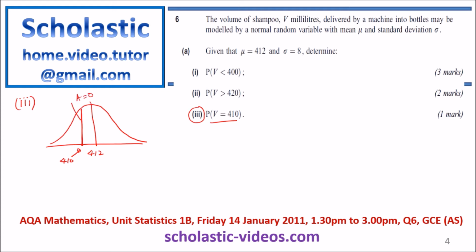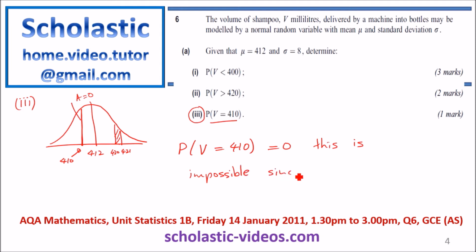So we normally conclude that for this kind of condition, the probability of volume equal to 410 is impossible, equal to 0, because there is no area. Whatever number you give, if it is just one value, you can't find area. But if you give a range, say 420 to 421, there's an area, so we can find the area. But if it is just a single value, there is no area. So this is impossible.